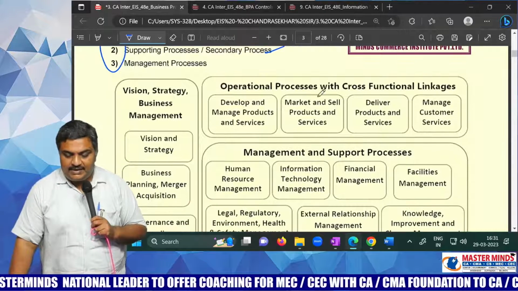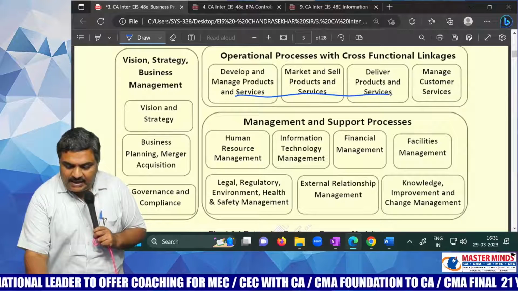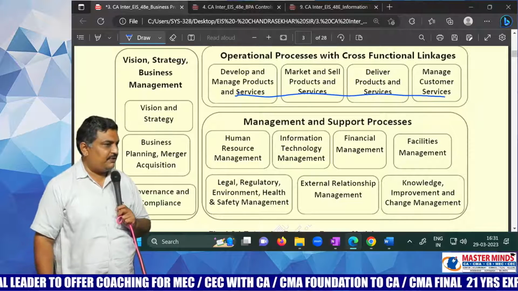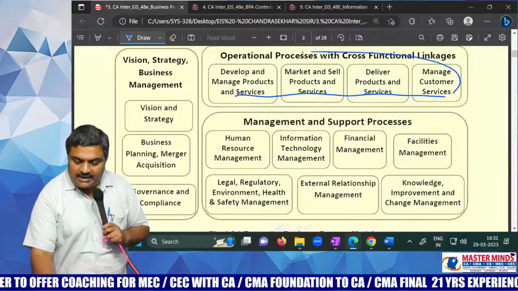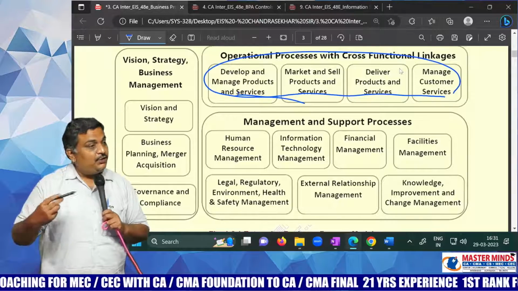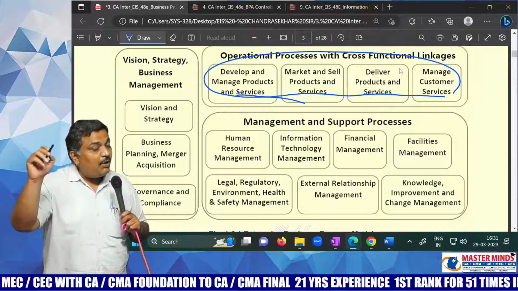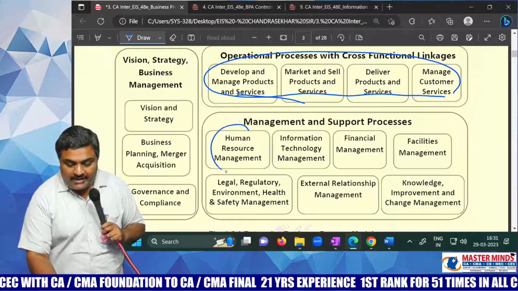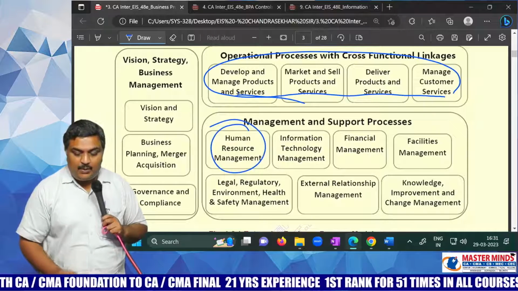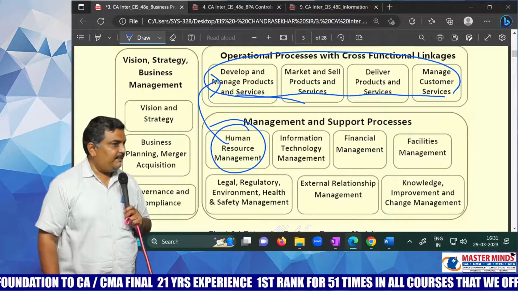See, develop and manage products and services, market and sell, deliver products. These are all operational processes. These will be done by my marketing team and my sales team. But my marketing team and sales team should be honest and polite with my customers. So, how can I make them that way? I need to train them. My HR team will train these people. Do you understand?